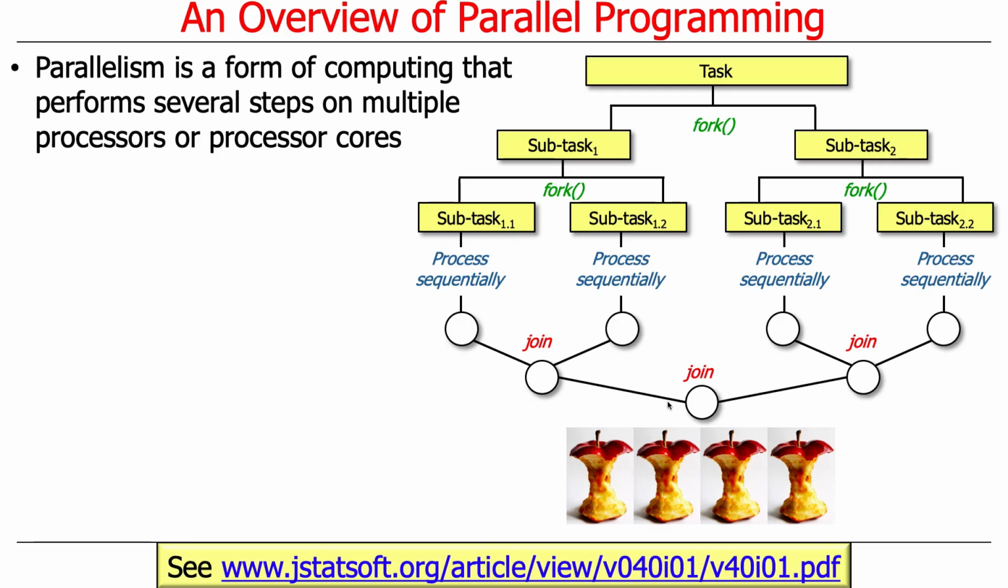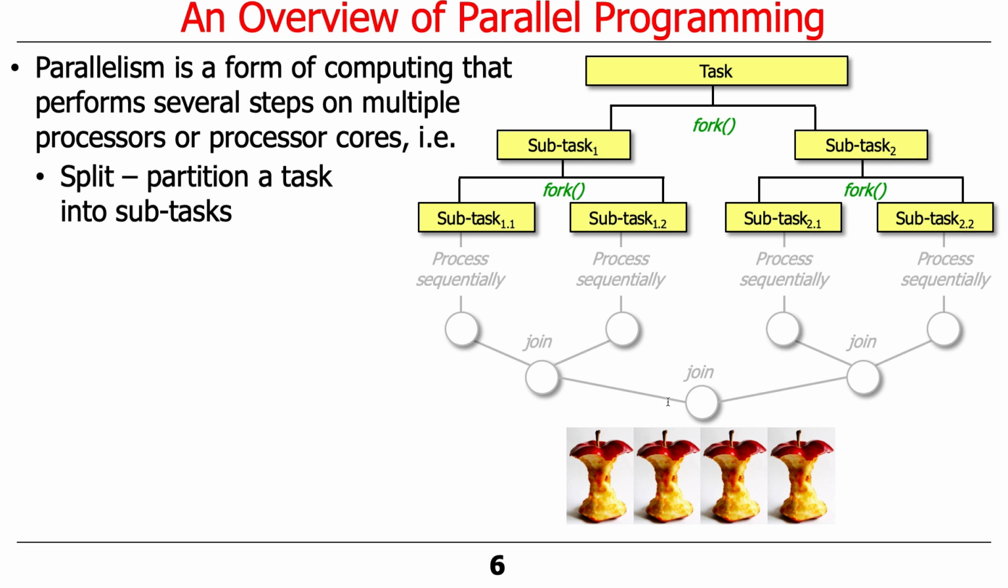So parallelism is a form of computing that performs several steps on multiple processors or processor cores. Nowadays, it's really multiple processor cores. Back in the old days, it was multiple processors where every processor had one core. Nowadays, it's typically a processor with multiple cores, but it's sort of the same idea. So there are three primary steps or phases.